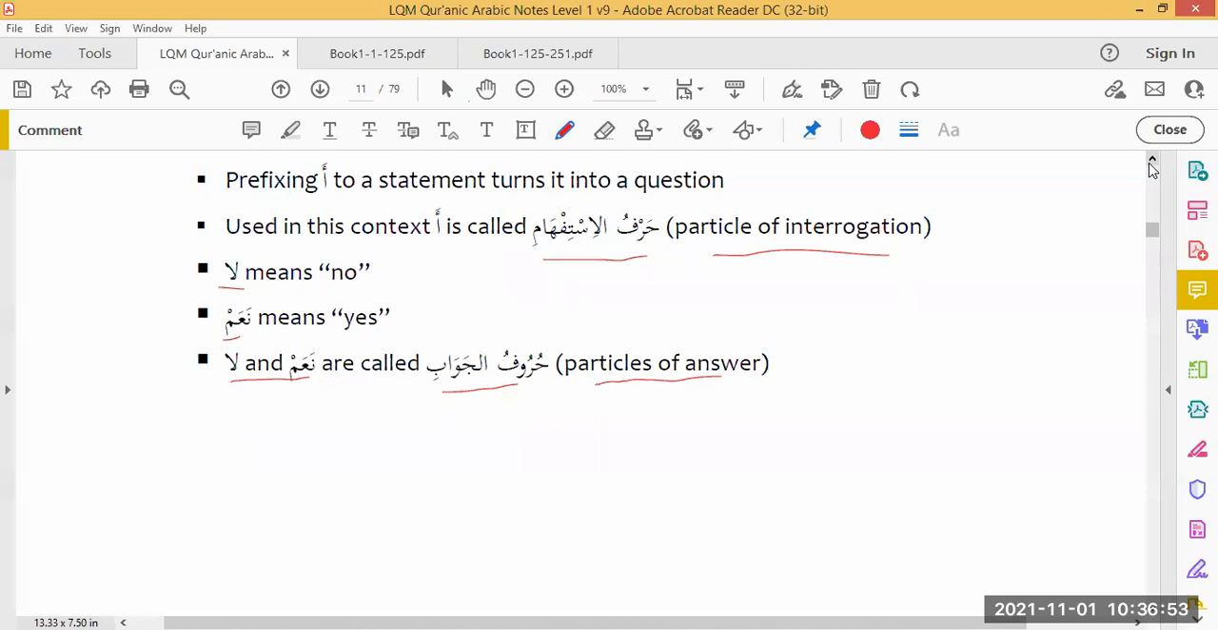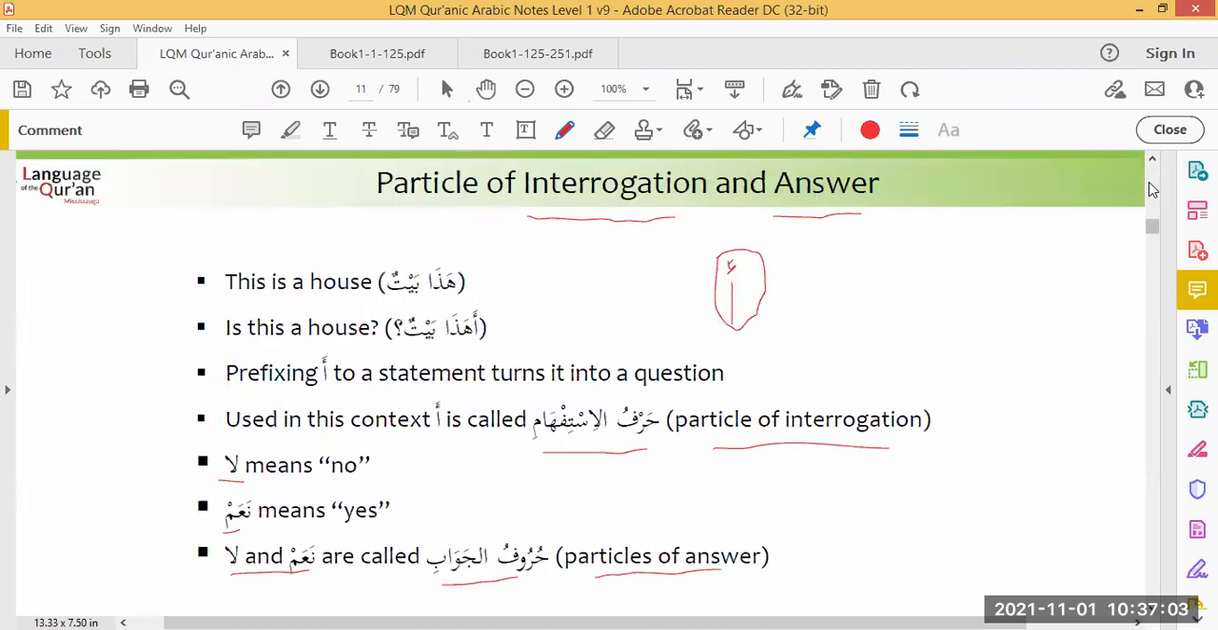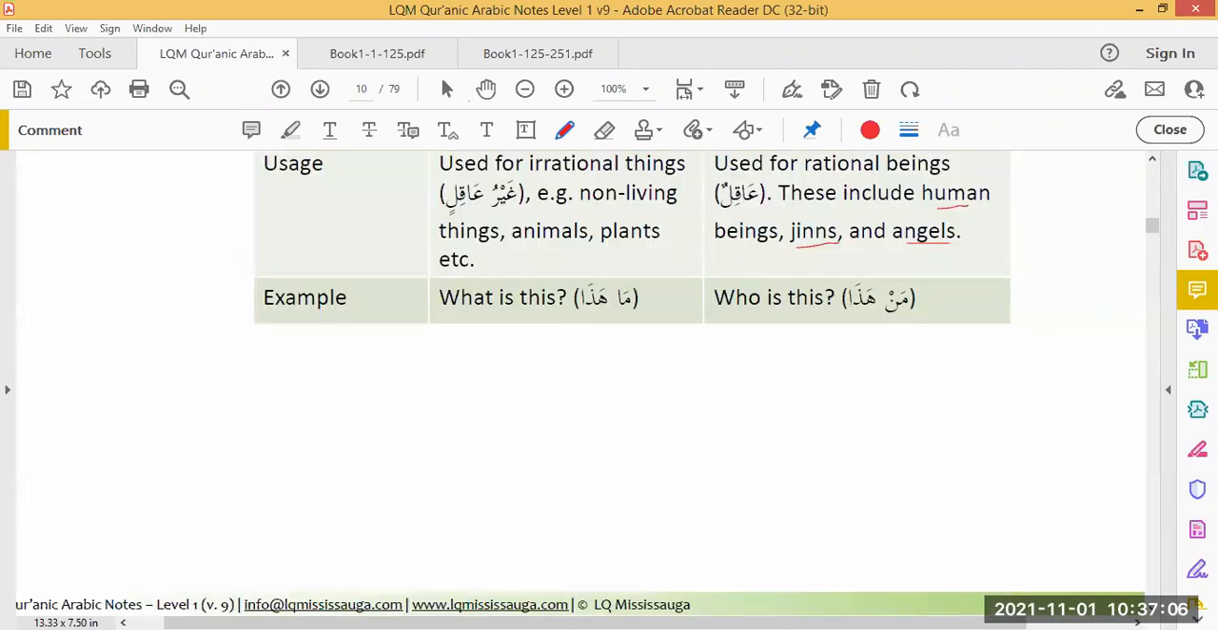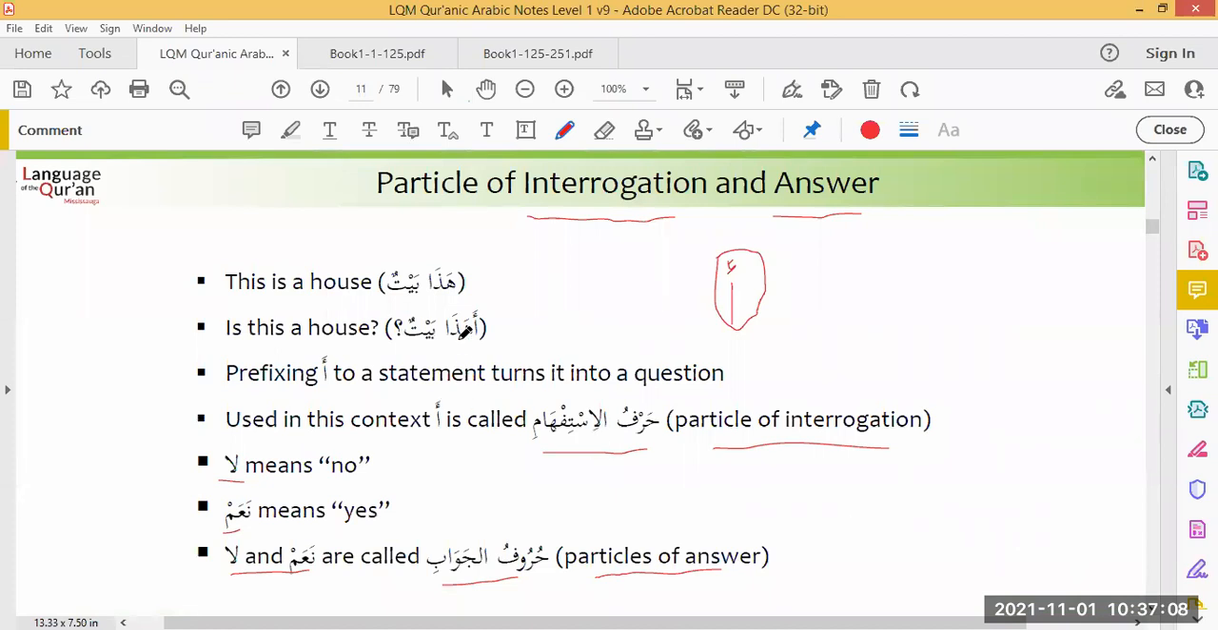The only difference is haza we use for things near, and zalika we use for things far. We can use both haza and zalika. Haza baitun, zalika baitun. Thank you so much for correcting. I just wanted to confirm that if we are saying that is a house, we're supposed to say zalika. Yes, zalika. So we can say ma haza, what is this? Ma zalika, what is that?